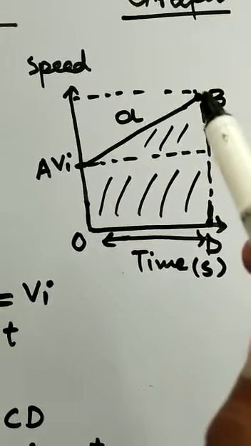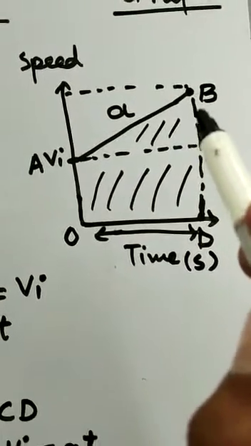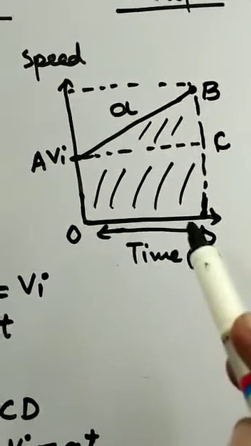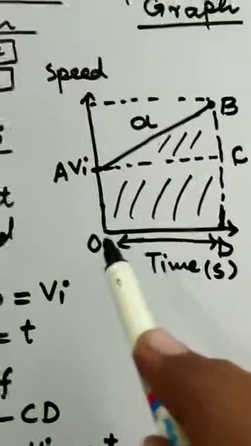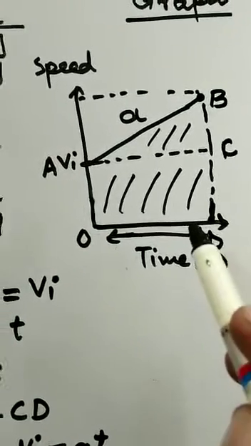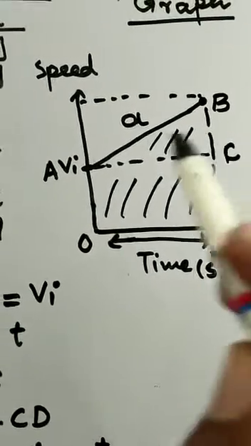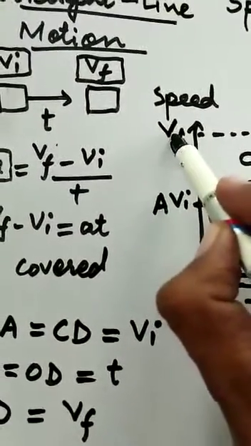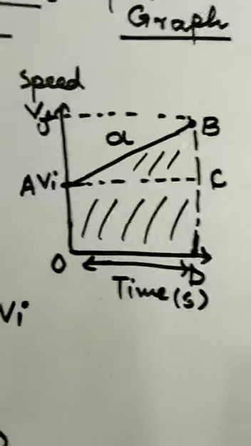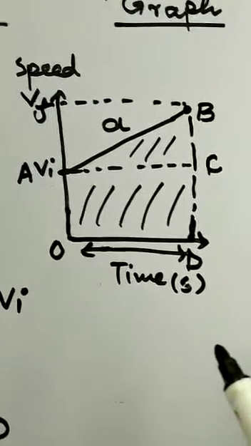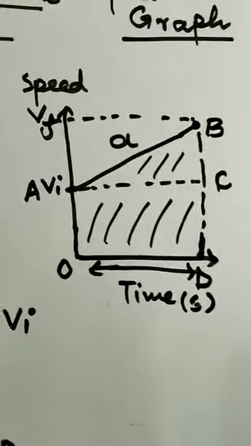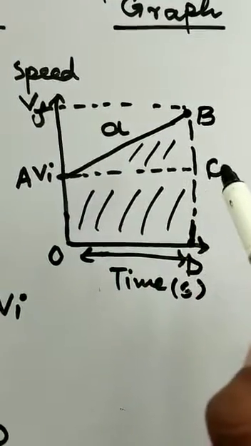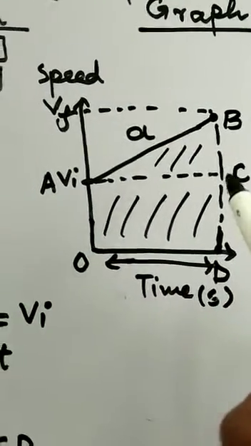So we draw a dotted line here, and we get OT. It means the moving object takes time OT, and then its velocity becomes vf. We have velocity here as vf, its velocity becomes vf in time t. Okay, and we draw another dotted line here, and this is point C.